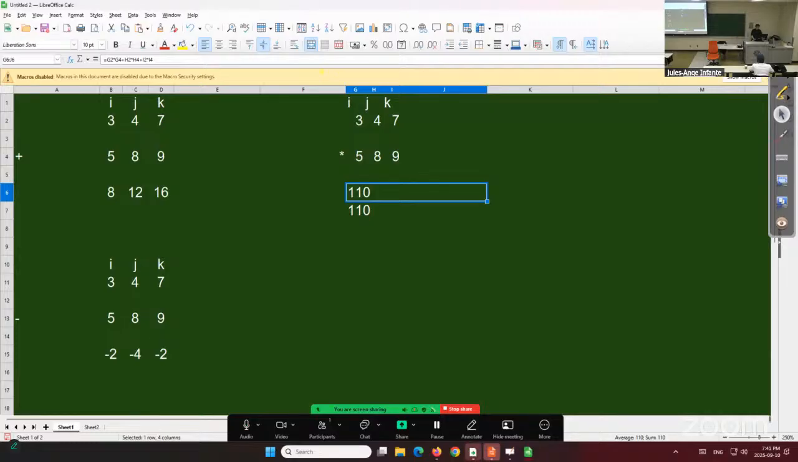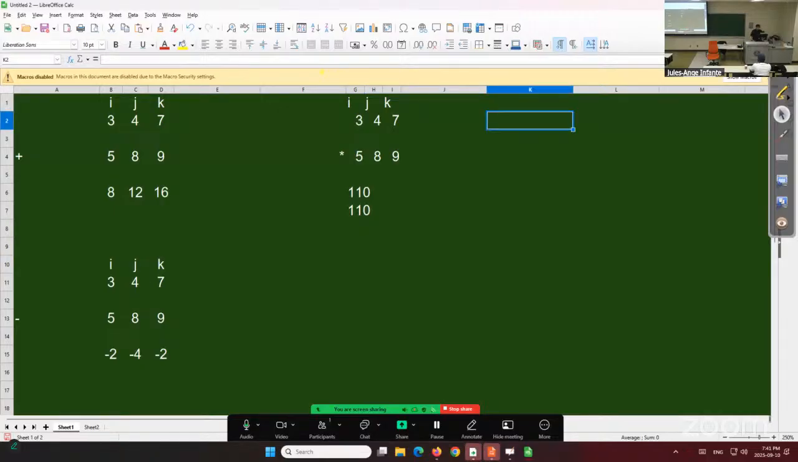And finally, we have the cross product. And if I had to do the cross product, so let's say for fun, yes, I will do it at the end. What is the physical representation of this 110? The 110 is the product of, so we have vector in space 3, 4, 7, and then we have the vector 5, 8, 9.